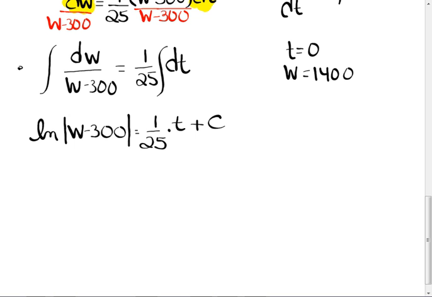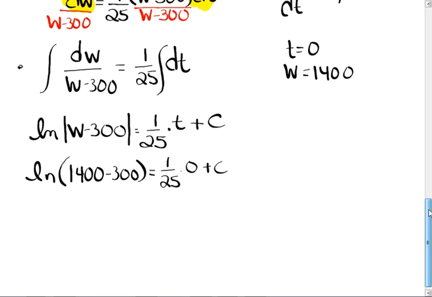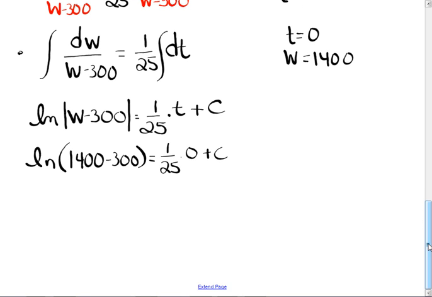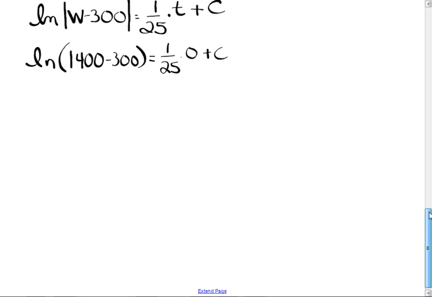Take the derivative. So it's the log of, and I don't need absolute value here, 1400, because that's obviously bigger than 300, equals 1/25 times 0 plus c. And you should go back and redo this problem, because I've seen this problem many times over the years. So c is the log of 1100.